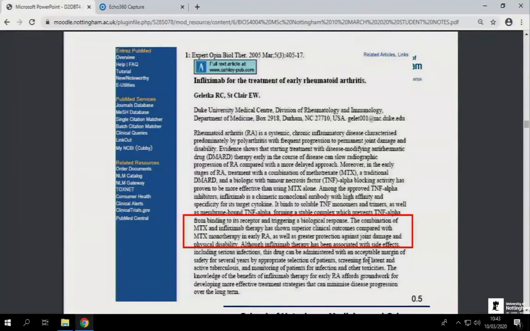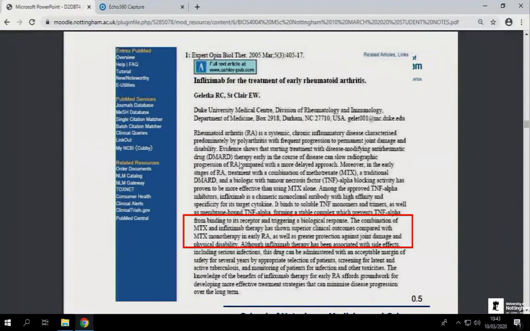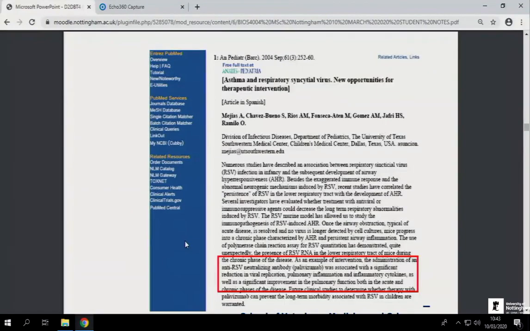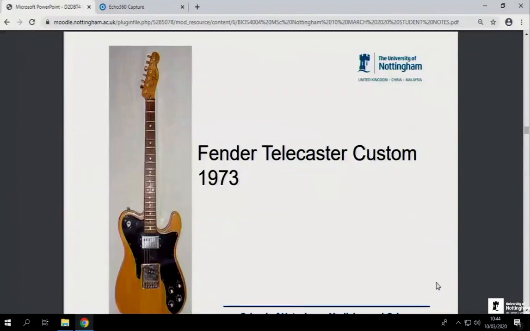These are papers to do with using monoclonal antibodies for other diseases. In this case, it's rheumatoid arthritis. We're not going to talk about that, but it's there for your interest. And if you want to read about it, you haven't got to read the whole thing. Look, you just read the bit in the square there. And there as well. This is new approaches to curing respiratory syncytial viruses using monoclonal antibodies. So we're not going to bother with that. It's just there for your information.